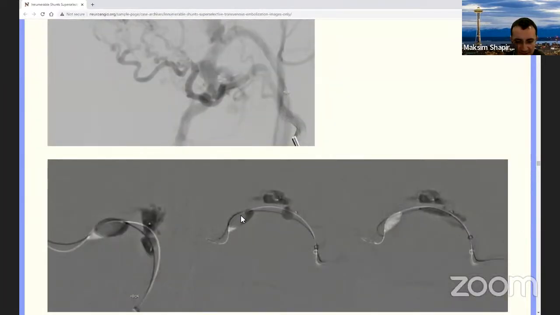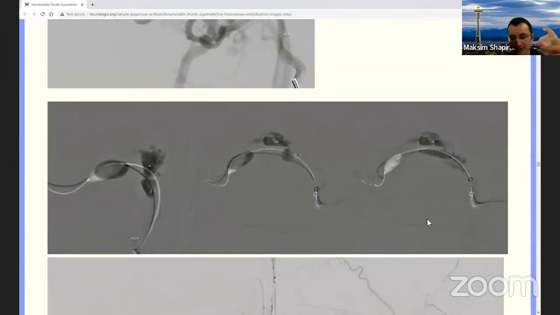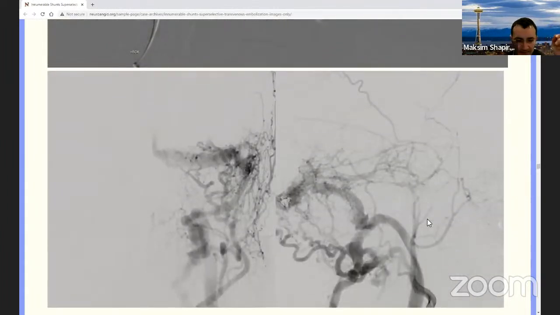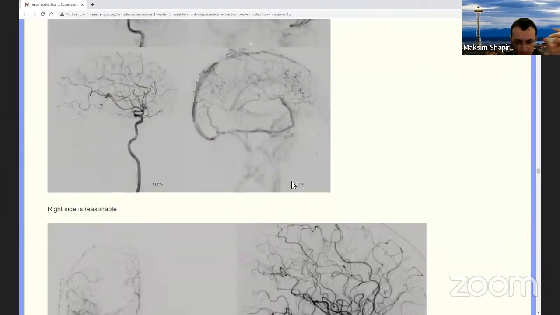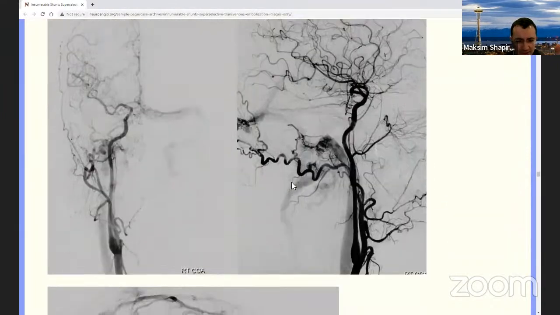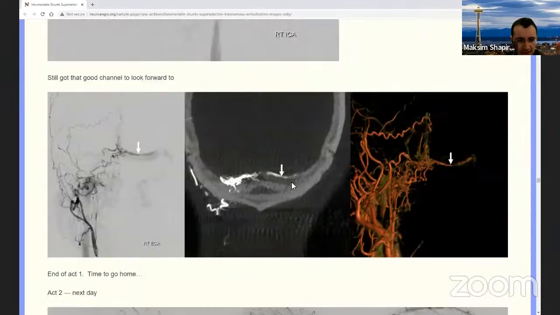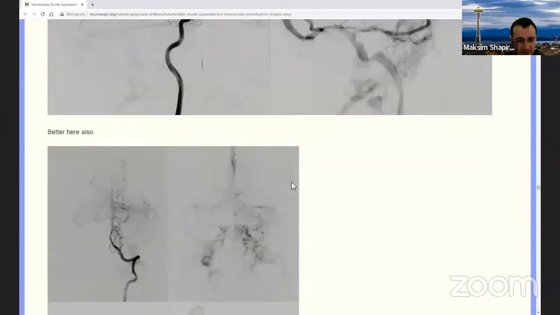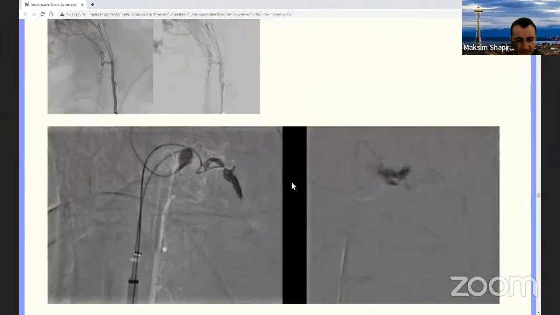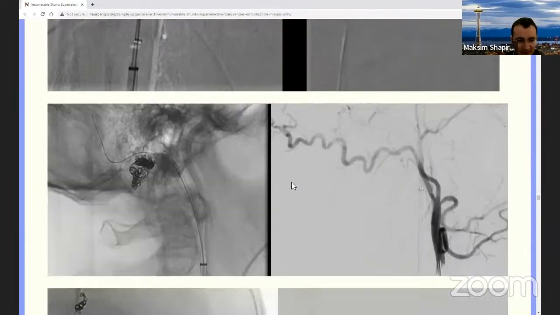Because of this tactical error, I would say, now we're trying to top it off with glue, trying to rescue this thing. It looks reasonable, but this is like a second stage. The bottom line is that at some point, we end up having to go transarterial because we can't get into that channel on the left anymore.